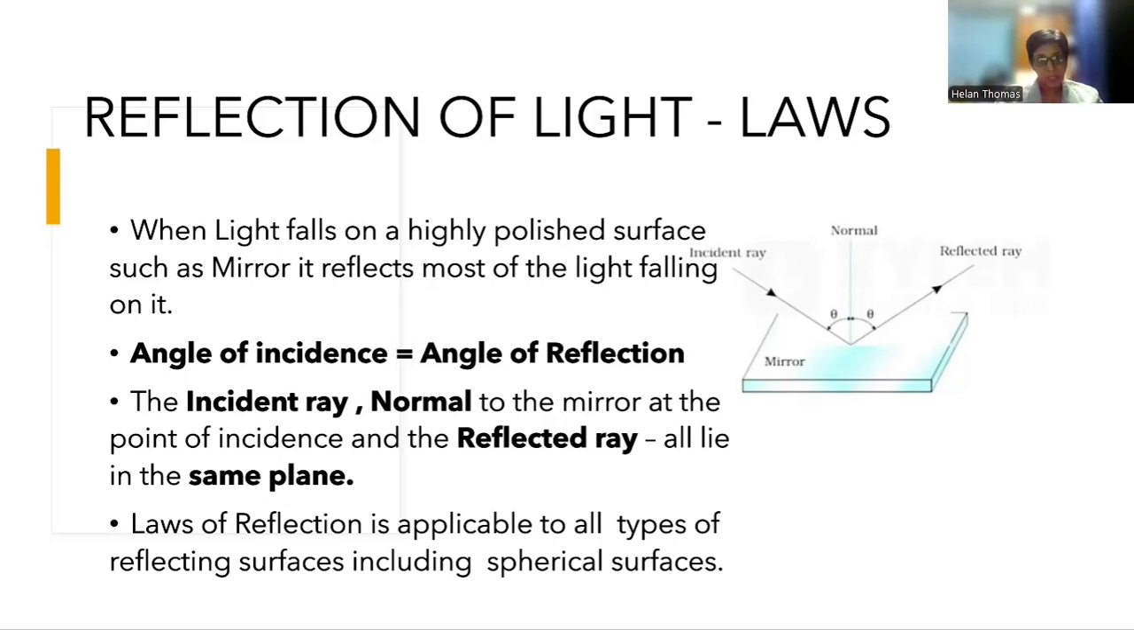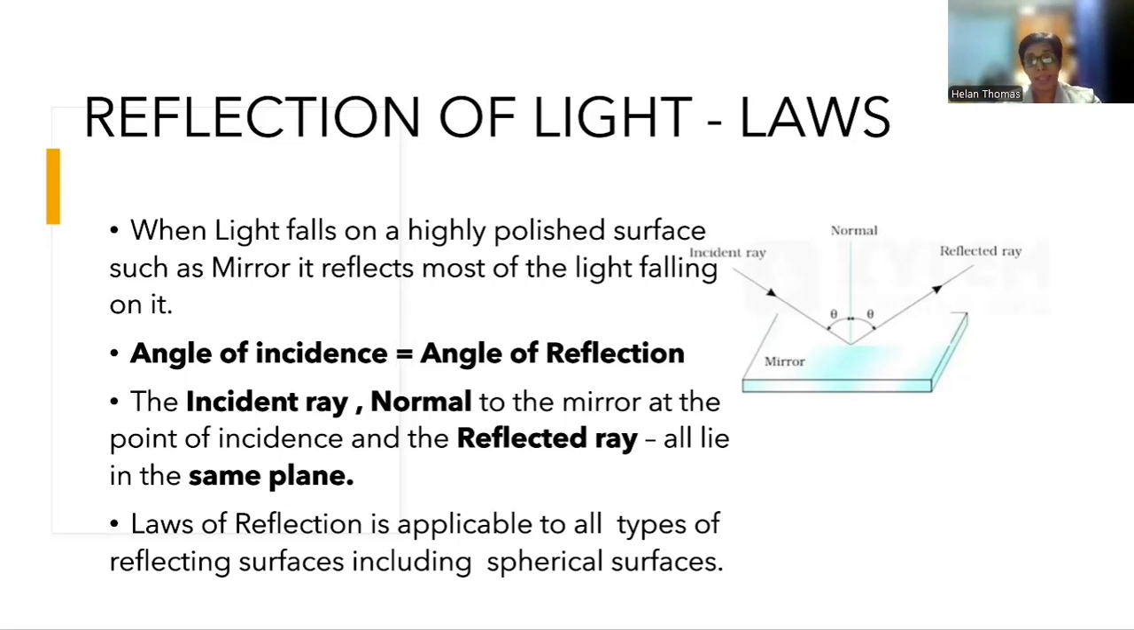The laws of reflection: the first law is that the angle of incidence, I, is equal to the angle of reflection, R. The second is that the incident ray, the reflected ray, and the normal all lie on the same plane. The incident ray is a line that falls on the mirror, and the normal to the mirror at the point of incidence is an imaginary line drawn perpendicular to the surface of the mirror. And the reflected ray follows the law I equals R.